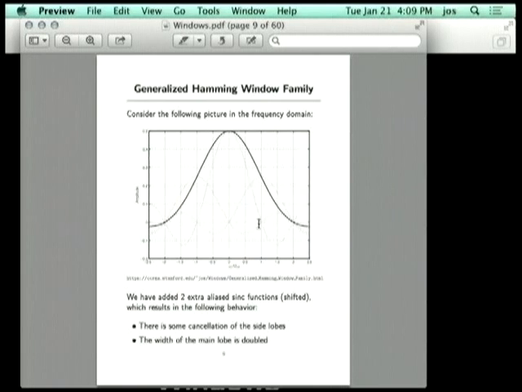And you can see the benefit of using these 2 additional aliased sincs is that you can get some side lobe cancellation, and that's basically the idea. So you cancel some side lobes, you get them way down compared to the rectangular window, but you've doubled the main lobe width. That's the fundamental trade-off of windows. We take a wider main lobe in return for less side lobe amplitude.